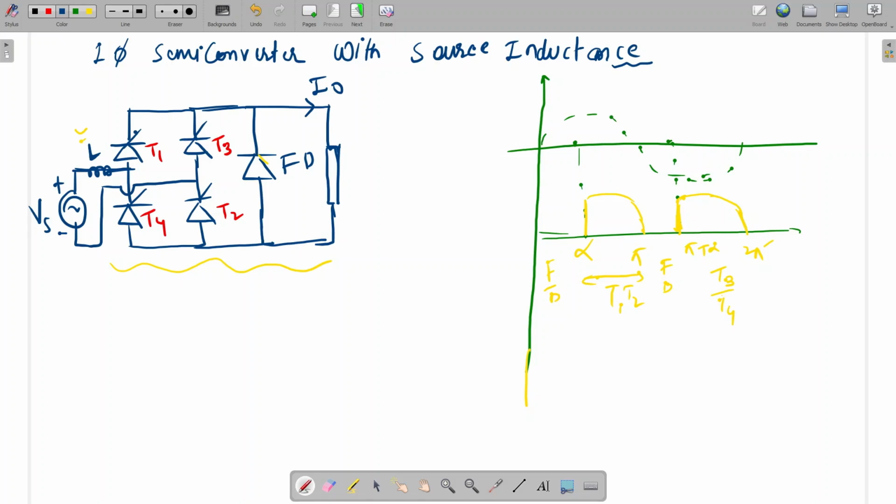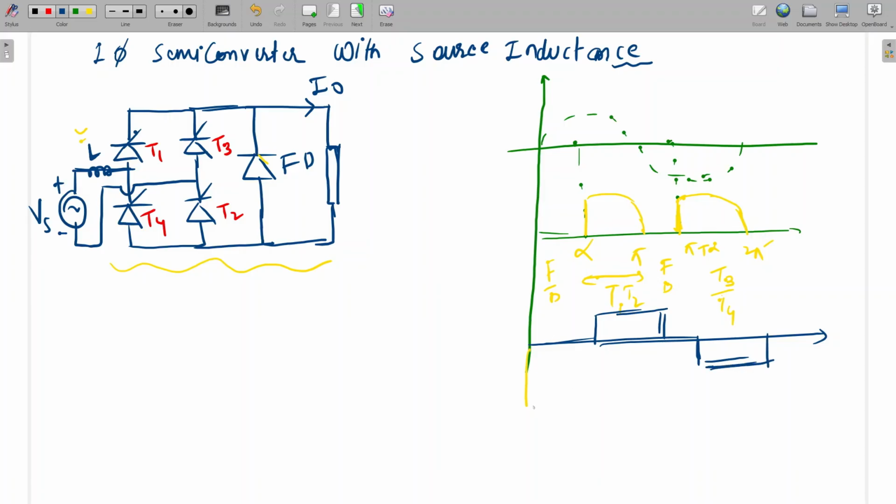What will be the current across the source? The source current will be IT1 minus IT4. Here to here T1 is conducting, again the freewheeling diode. Here it is drawn large, but it should be considered a small one. From 0 to alpha, then pi, pi plus alpha, and here it is 2 pi.